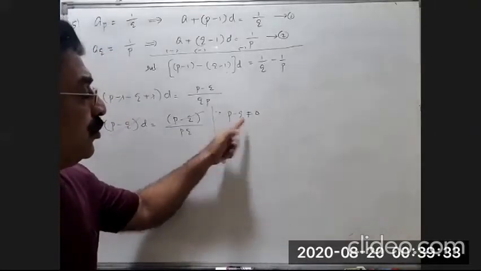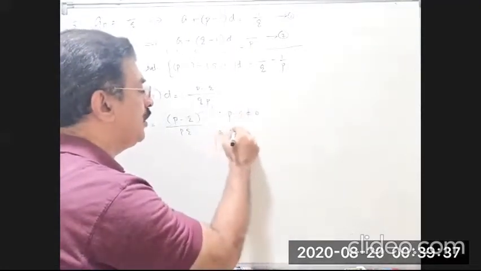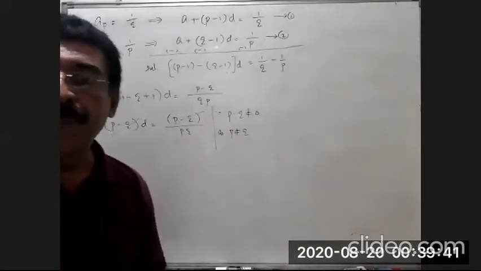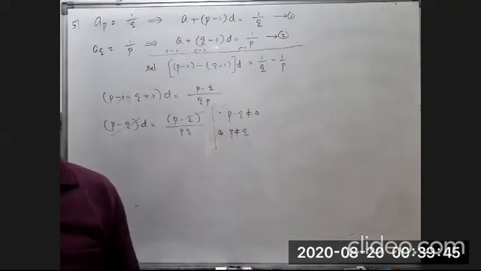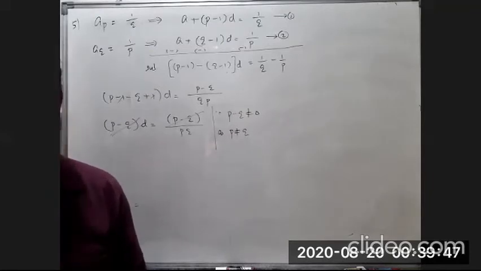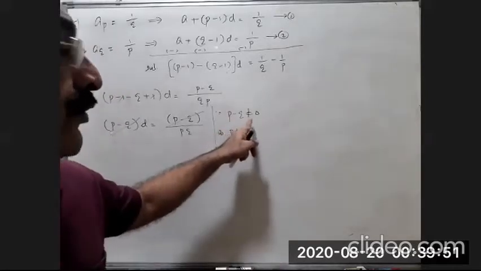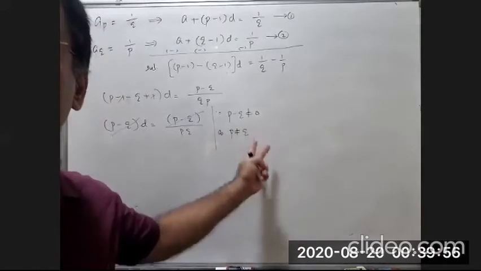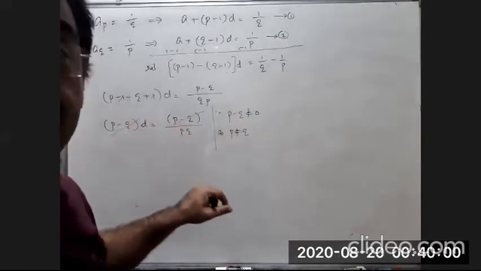Why is p minus q not equal to 0? Because p is not equal to q. P and q are two different positions, so they are not equal. If p and q are not equal, definitely p minus q is not equal to 0. Again, why do we mention this? Then only we can cancel it.